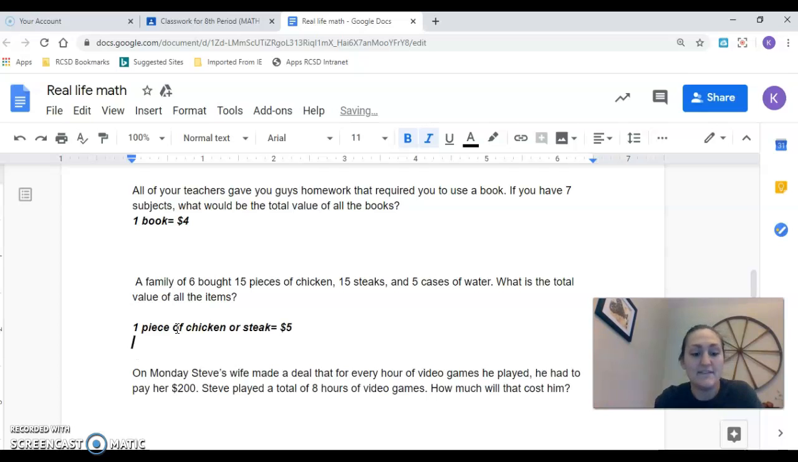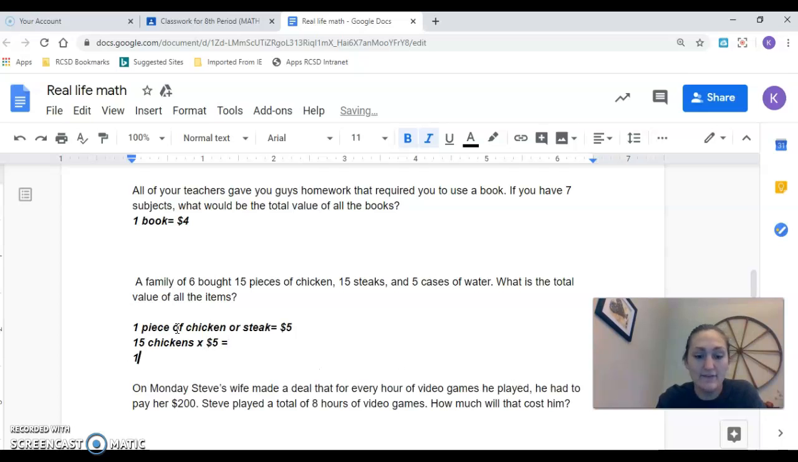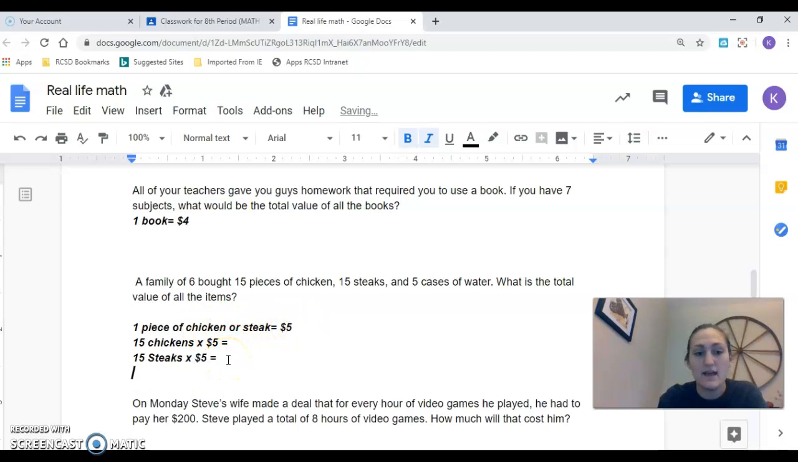Okay, so I've got 15 chickens times the $5 equals what? And then I've got 15 steaks times, and I know steak is also $5, $5 equals, and then I've got 5 cases of water.